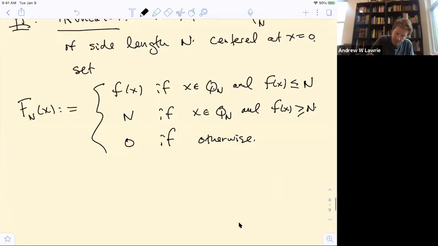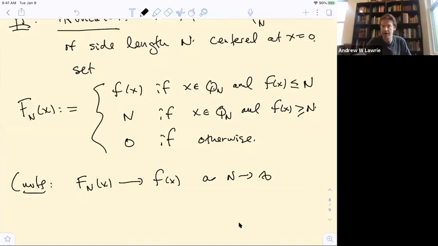And then note that as n goes to infinity, the capital F_n's converge to f of x, right? Just taking n large, the box becomes larger and my allowable range for the height of f becomes larger and larger until I capture everything as n goes to infinity.